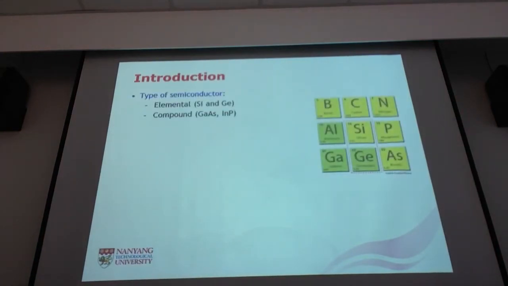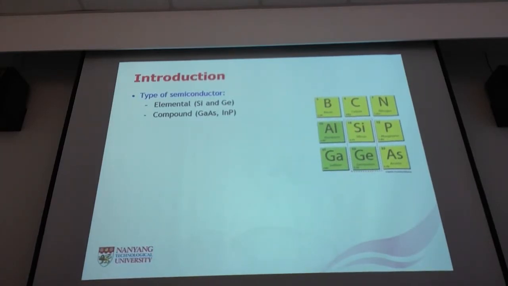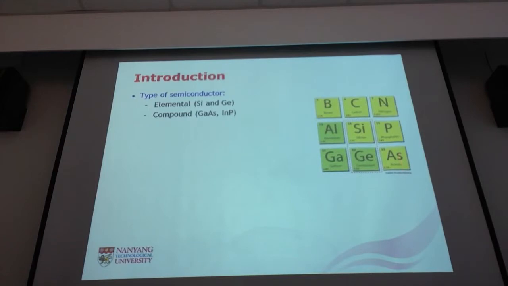For semiconductors, we have two types. The first one is the elemental semiconductor, which is the group 4 elements, including silicon and germanium. While the compound semiconductor is group 3 plus group 5, like gallium arsenide and so on.